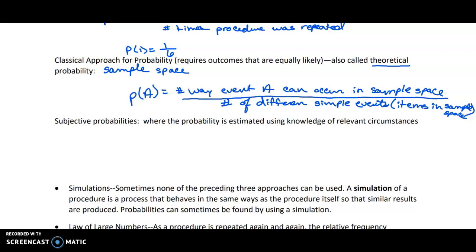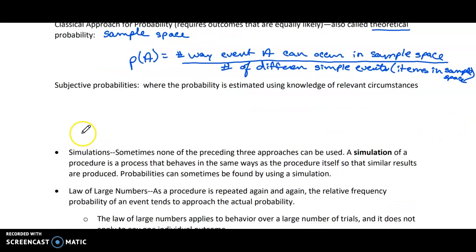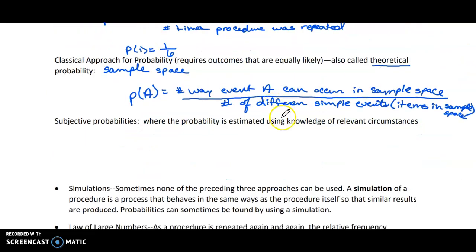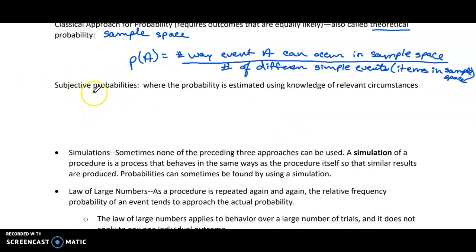And then we have subjective probabilities. If you can't use the classical approach or your experimental approach, then usually you would have to use something subjective. That's where you're going to use information that you have to try to figure it out. For example, what if we wanted to figure out the probability that the next president would be from Alaska? Well, we've never had a president from Alaska.